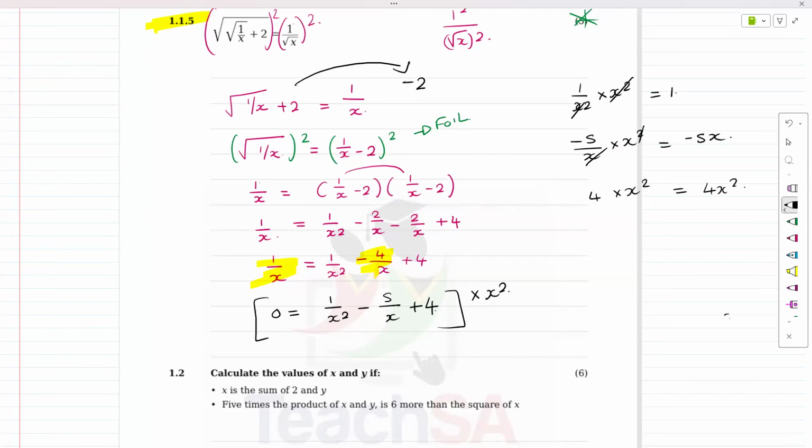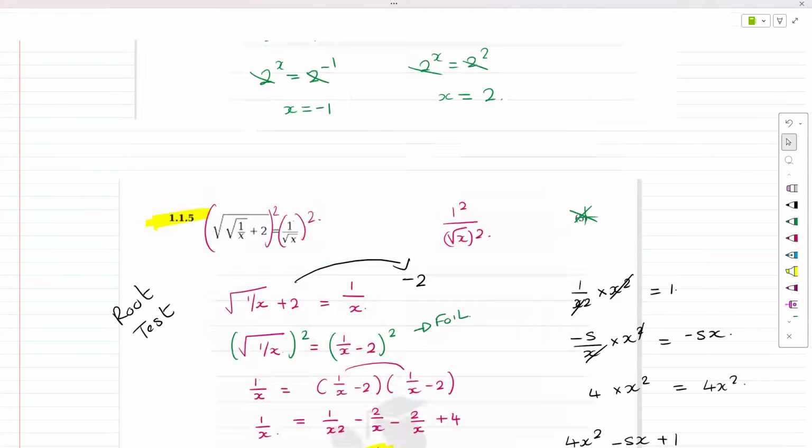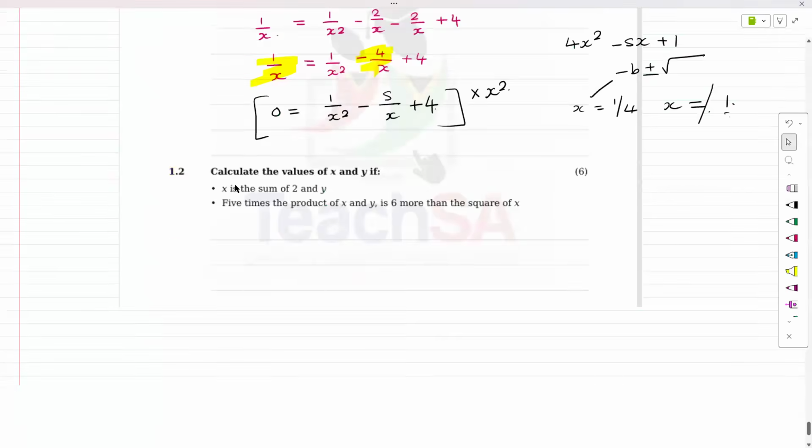So if we deal with this question, we end up with 4x squared minus 5x plus 1. Use the minus b formula and solve. Now remember, I taught you guys when you see a root, you need to test. Take the answer and put it back into x. 1 over 4 is going to work out, and then the positive 1 is not going to work out. Put the answer back into the question, you'll see. Just substitute it for x. But again, I don't think this question is very fun.